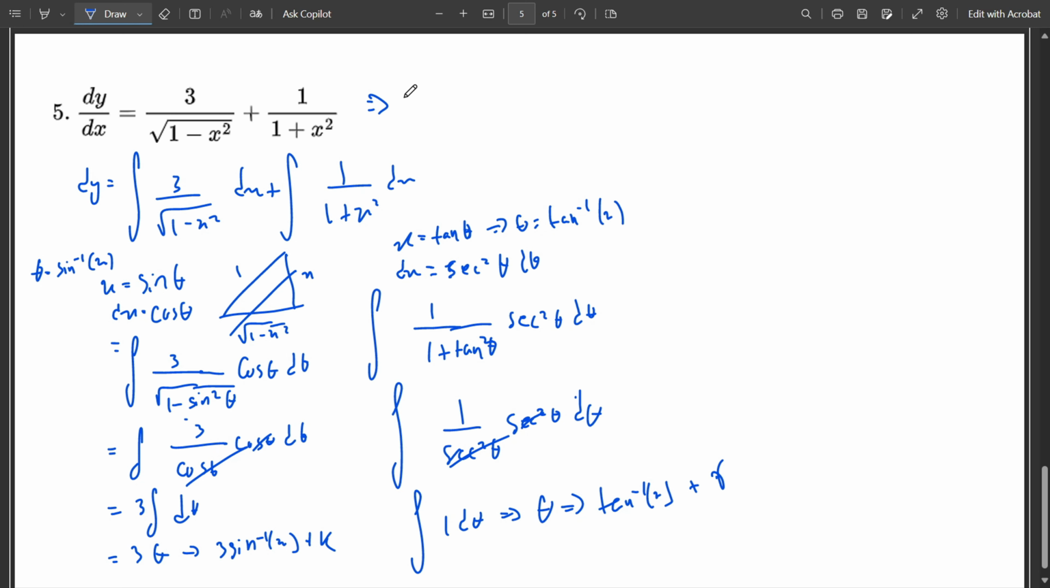And we conclude that y equals 3 times sine inverse of x plus k plus tangent inverse of x plus gamma. Well, since k and gamma are constants, we can combine them. 3 sine inverse of x plus tangent inverse of x plus a constant of integration. Well, that's basically it.